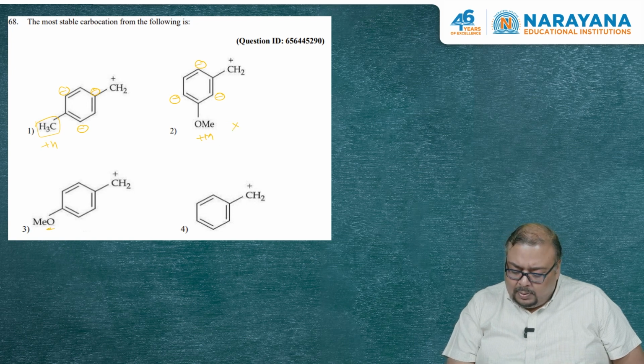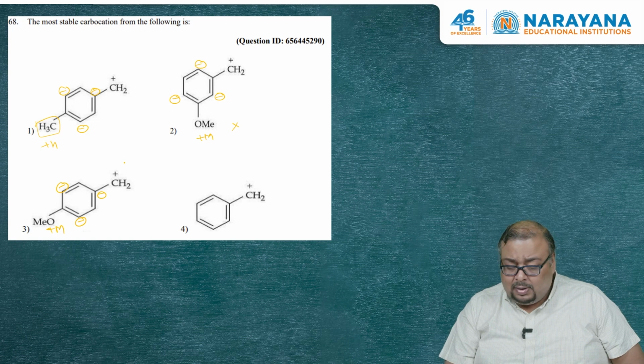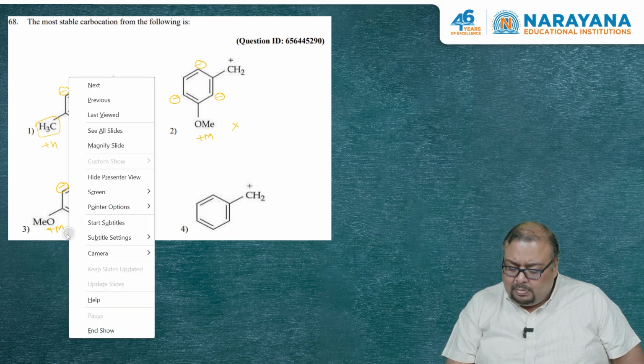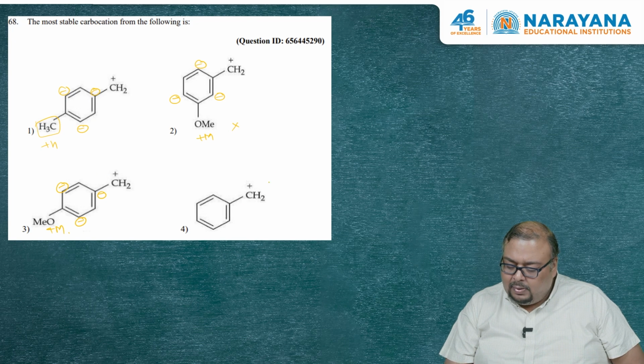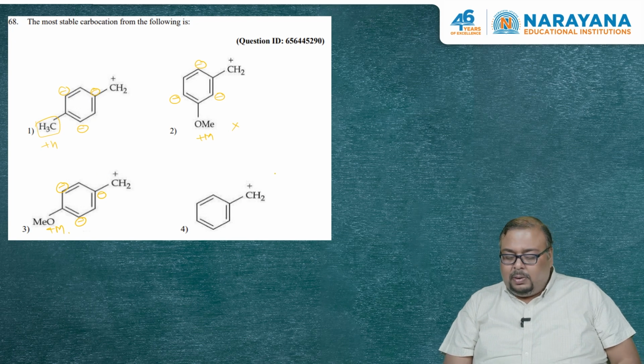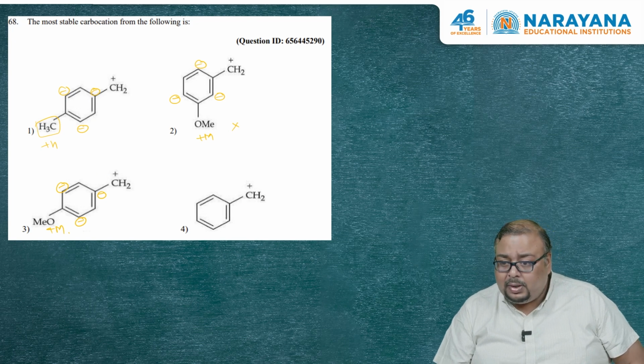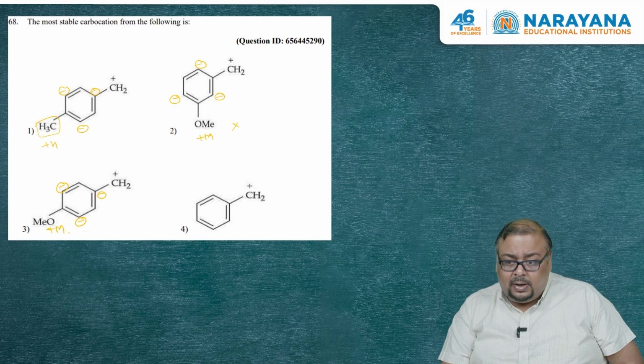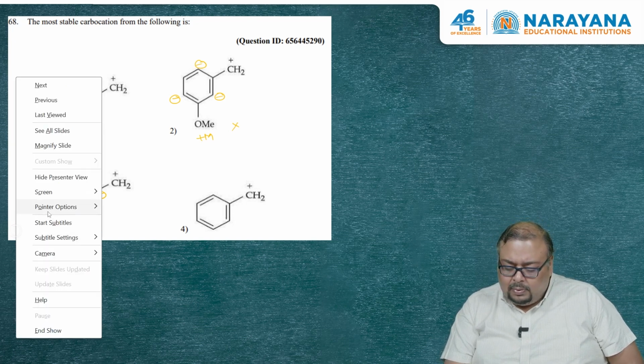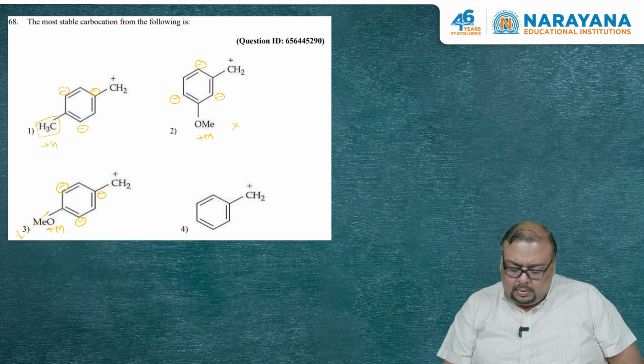OMe through plus M effect will create negative charge here, here and here. And this negative will stabilize the positive charge through resonance. So this will stabilize the carbocation. And this is having only benzyl carbocation. So between 1 and 3, the hyperconjugation is less effective compared to resonance effect. So option 3 should give us the most stable carbocation. Next is question number 69.